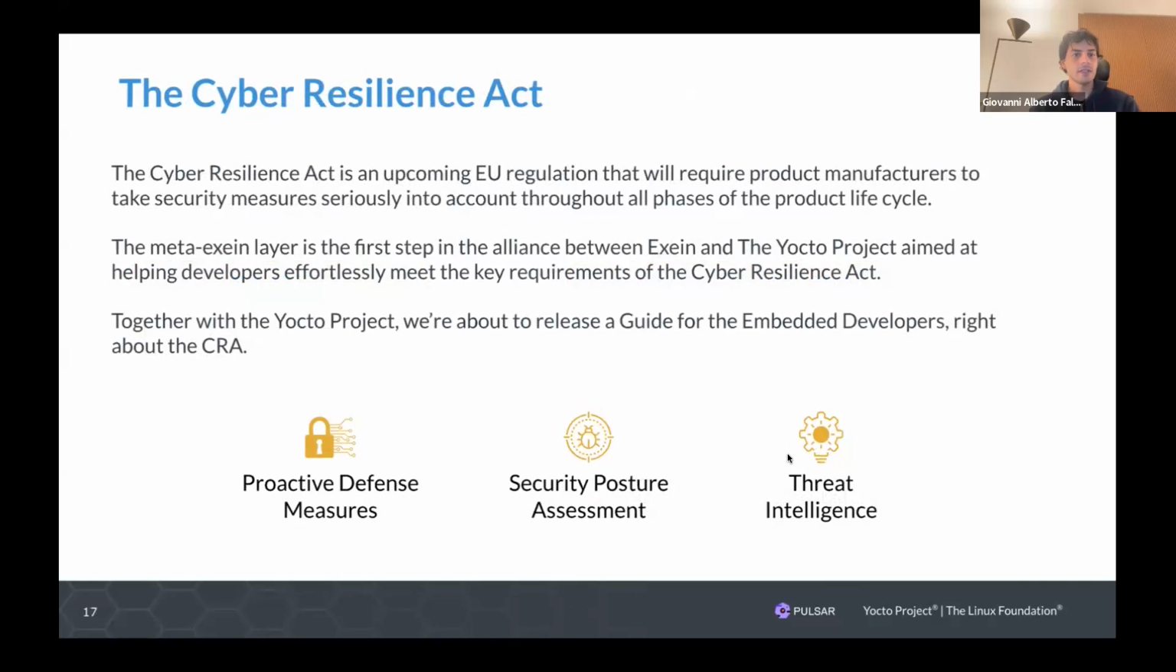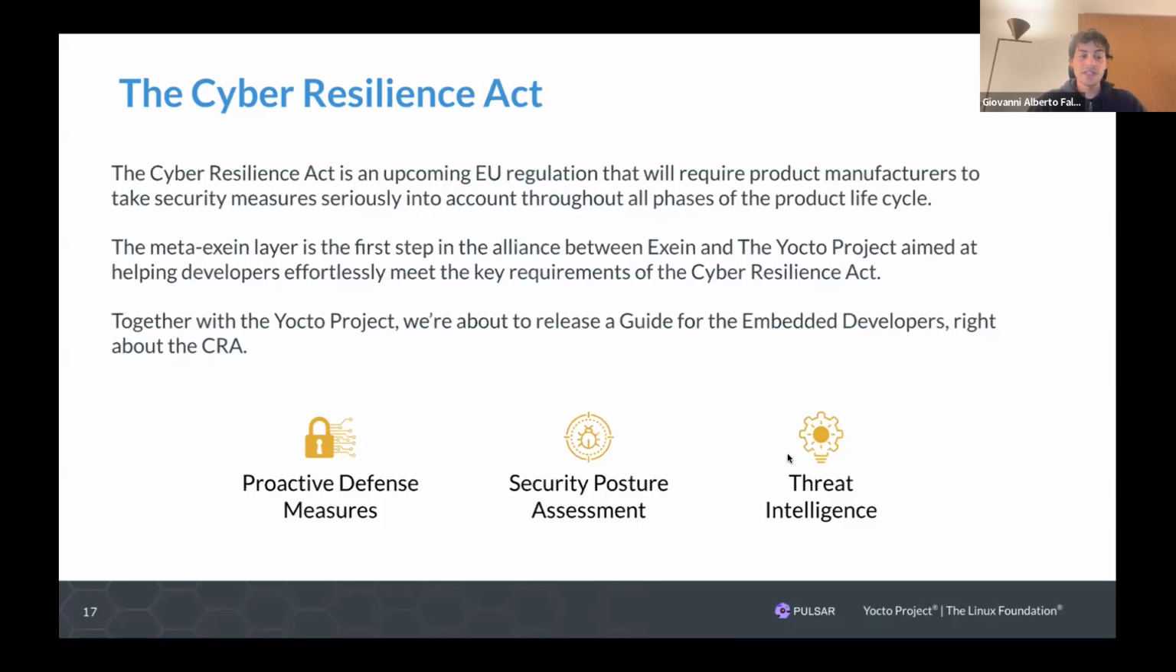And finally, a few words about how this relates to the Cyber Resilience Act. Many of you may be familiar with this. The Cyber Resilience Act is an upcoming EU regulation that essentially requires product manufacturers to take strong security measures into account throughout most phases, if not all phases, of the product life cycle. It essentially boils down to manufacturers knowing that when they put a product on the market, that product is secure. So we're talking about security posture assessment.